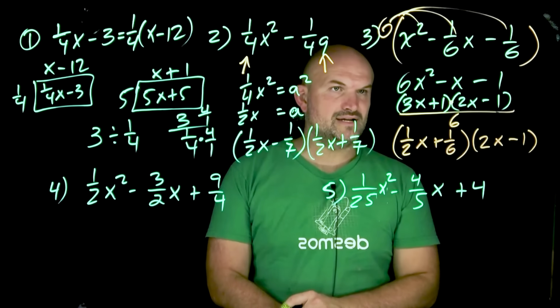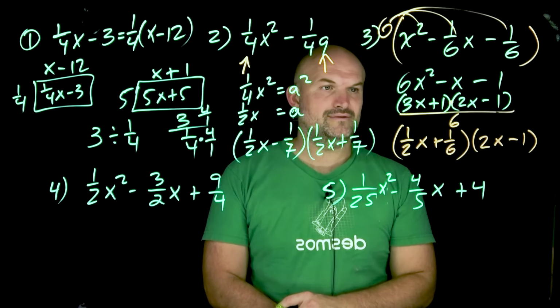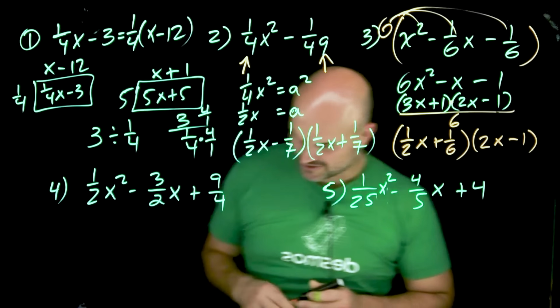3/6 is going to be a 1/2 x that we had, and that's going to give me my x squared, and everything else will go ahead and factor out from there. All right, let's go and take a look at the next one.